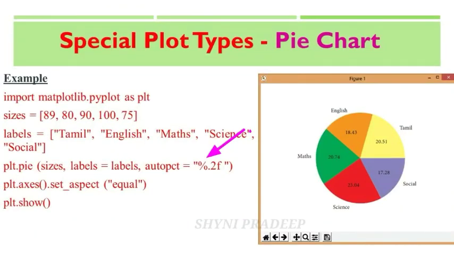Okay. In this code, the values are given, labels are given. Labels: Tamil, English, Maths, Science, Social. Its marks are also given. Sizes is equal to 89, 80, 90, 100, 75. See, this is the pie chart. The labels and sizes will be displayed on the pie chart like this. Okay. This is the output.